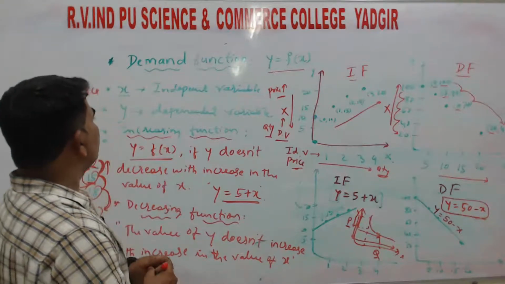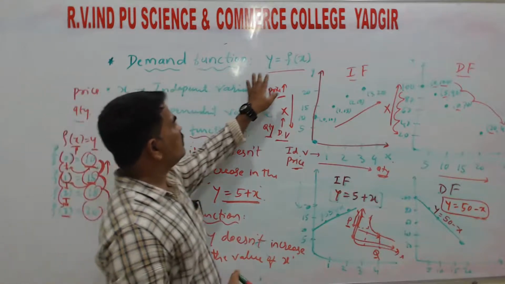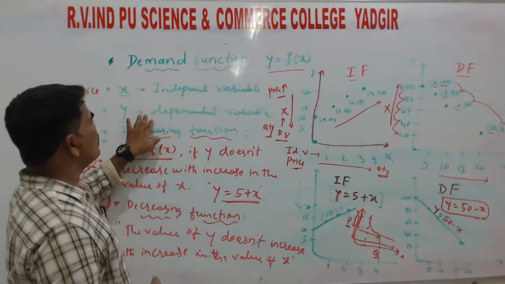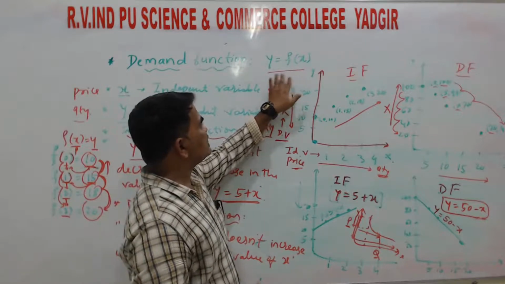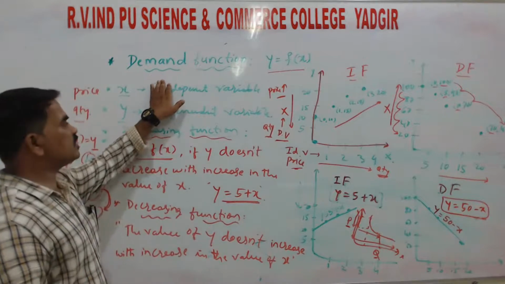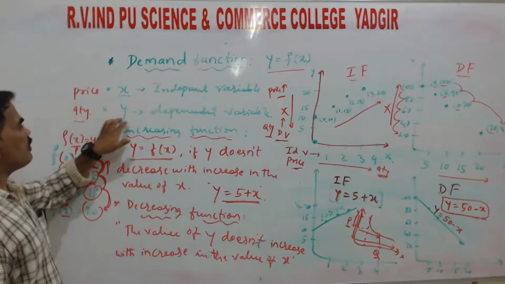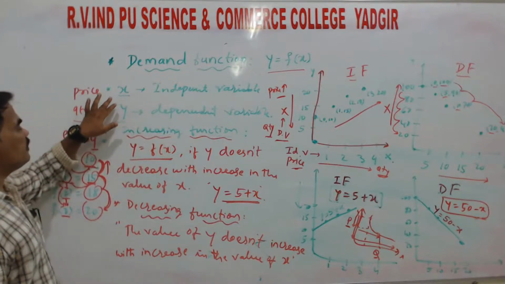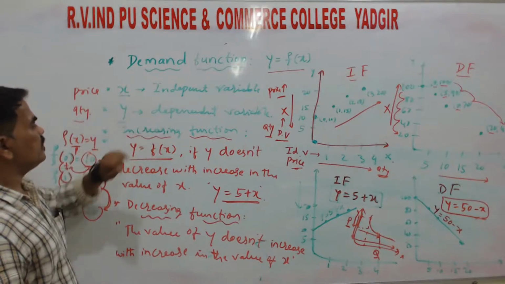So, as we know, a demand function is a relationship between these two values, x and y, and x is price and y is the quantity. If we try to find out the relationship between price and quantity in a functional way, that we call the demand function. And price is always the independent variable and quantity is dependent on the price of the good. If we represent that by x and y, x is independent and y is dependent.